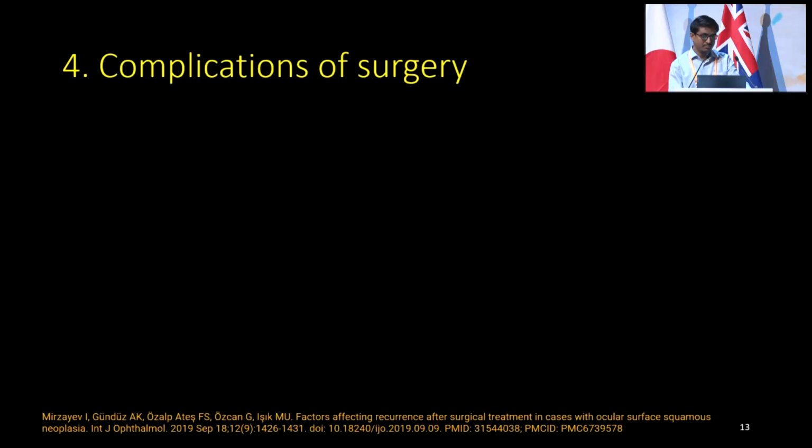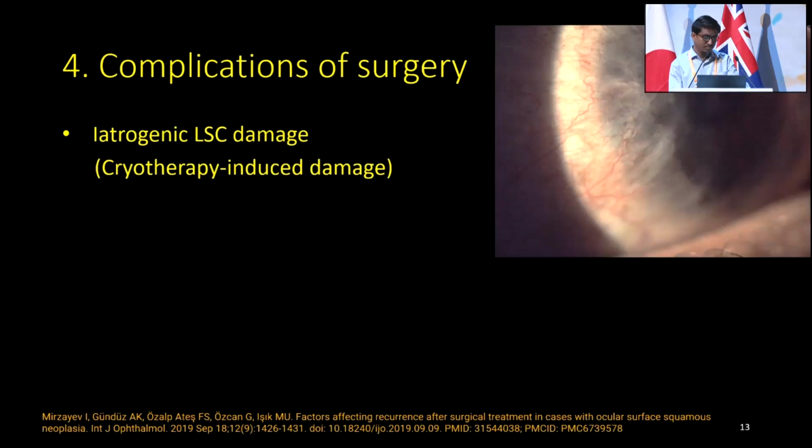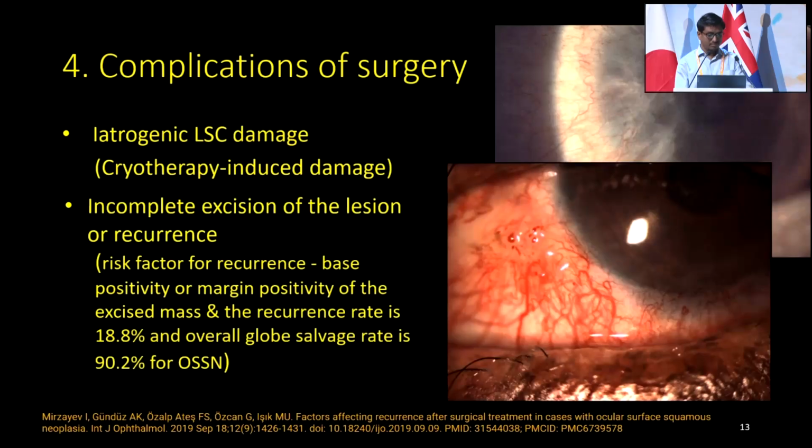Coming to our last learning objective, what can be the complications of such a surgery? The first one is iatrogenic damage to the limbal stem cells, which can occur either during the excision of the lesion or can be induced by cryotherapy. The next one is an incomplete excision of the lesion or recurrence of the lesion after excision.